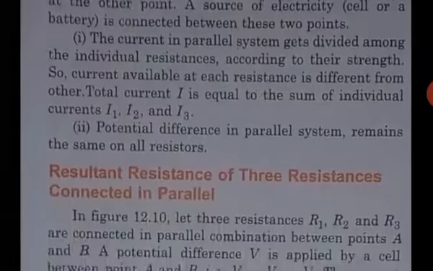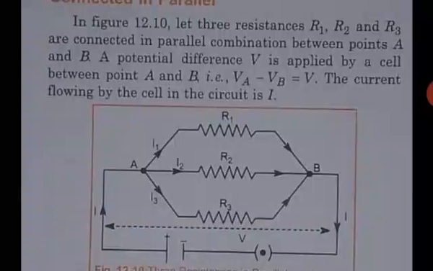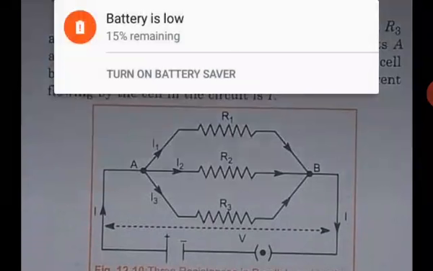Resistors in parallel. In this combination, two or more resistances are combined in such a way that their first ends are connected to one point and the second ends to another point. Thus the potential difference between the ends of all the resistances is the same, but the currents in different resistances are different. The current I flowing from the cell is divided into three parts.